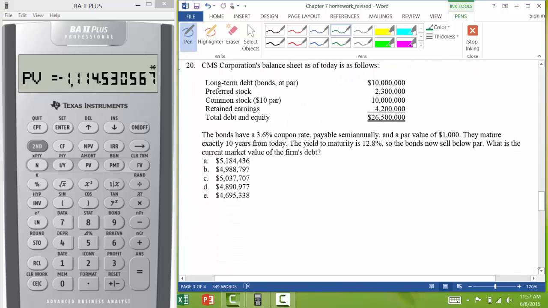Okay, so question 20, since I see all this stuff, I'm just going to go and see what the final question is. What is the current market value of the firm's debt? So that means whatever I get for the current price of the bonds, like the market price, I'm going to need to multiply it times the number of bonds outstanding. So did they give me the number of bonds outstanding?